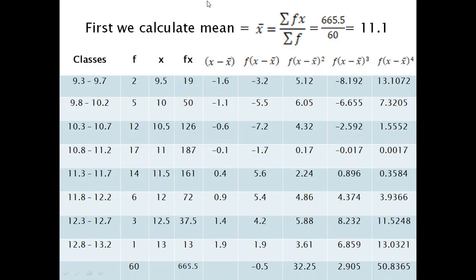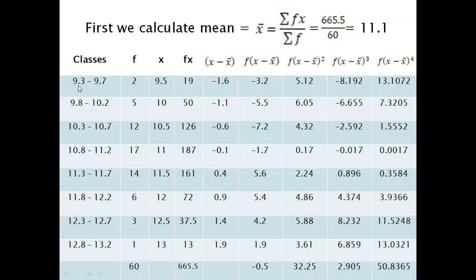For calculation, first of all you need to find the value of x bar. For grouped data, the mean x bar is equal to summation fx divided by summation f. Now we have f, we have classes, but we don't have x. First of all we are going to find x. What is x? x is the midpoints. So here we are going to find the midpoints.